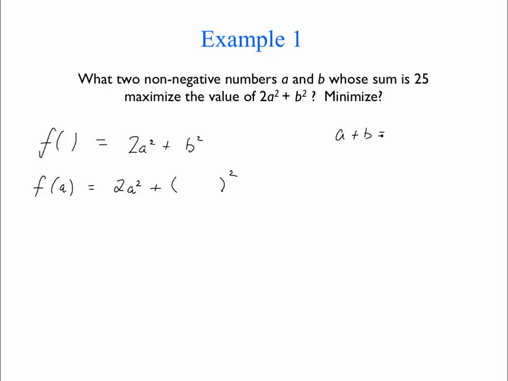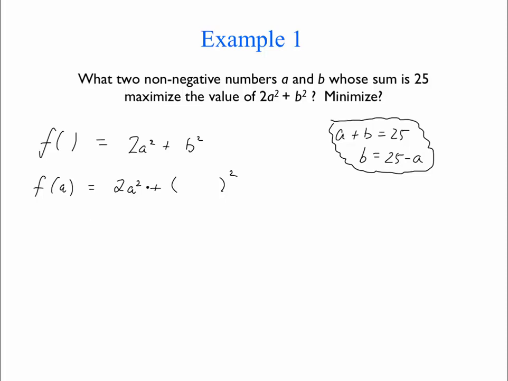A plus b is 25. So b is... This is setup work. This is not primary. We got two equations here, but they're not equally important. The function is central, primary. This is just another relationship of a and b to help us with that function, right?